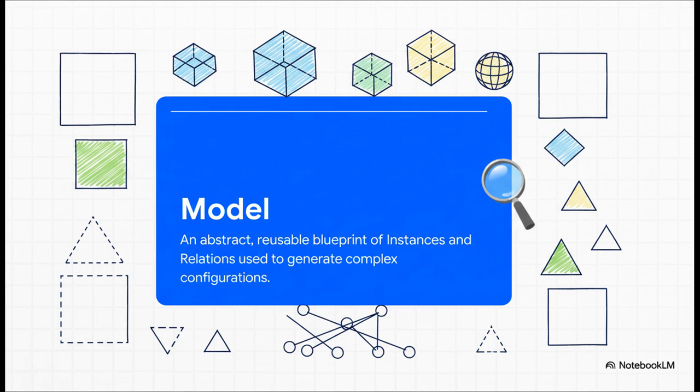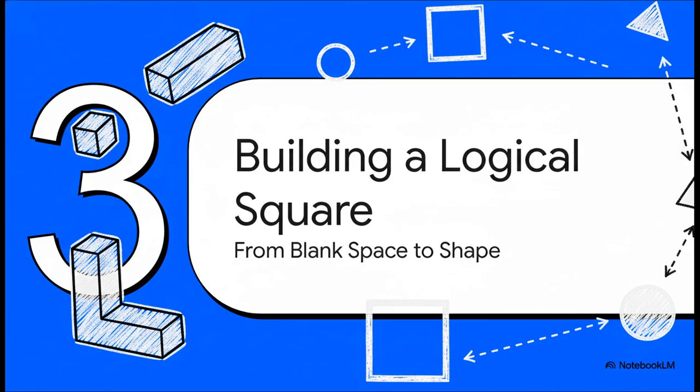And finally, we have the model. And this is where CLACL gets really powerful. A model is basically an abstract blueprint. It's a way to package up a bunch of instances and relations into a reusable idea, like the very concept of squareness itself. All right, so we have our three building blocks. Let's go back and solve that mystery from the beginning. We're going to build a perfect square, starting from absolutely nothing, using only these logical rules.